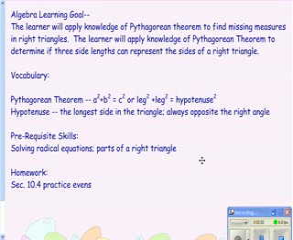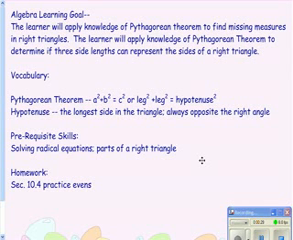This video is for Algebra section 11.4, the Pythagorean Theorem. Our learning goal: the learner will apply knowledge of the Pythagorean Theorem to find missing measures in right triangles. So if they gave you two sides, you could find the missing side. The learner will apply knowledge of Pythagorean Theorem to determine if three side lengths can represent the sides of a right triangle. So we'd use Pythagorean Theorem to see if it can be a right triangle or not.